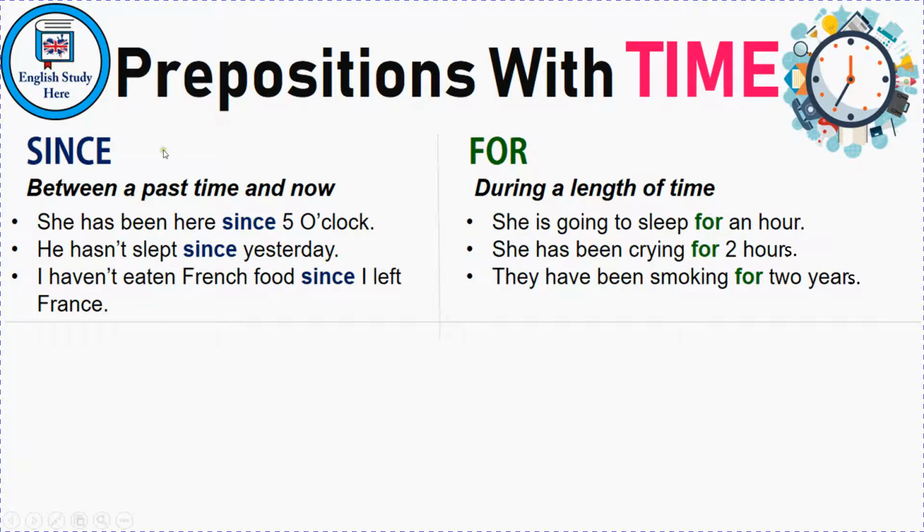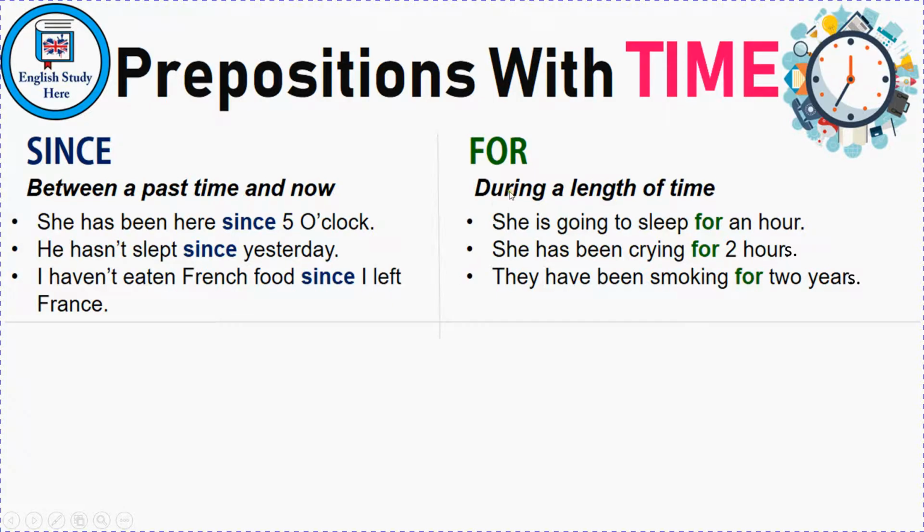Like it's written here since, between a past time and now. Means the work has been started in the past and there is a continuation now also. Like she has been here since 5 o'clock. Maybe it is 8 o'clock or 9 o'clock. So from 5 o'clock she is here. He hasn't slept since yesterday. I haven't eaten French food since I left France. So children, since means point of time. It is telling the starting of time from where it has started and it is continued till now.